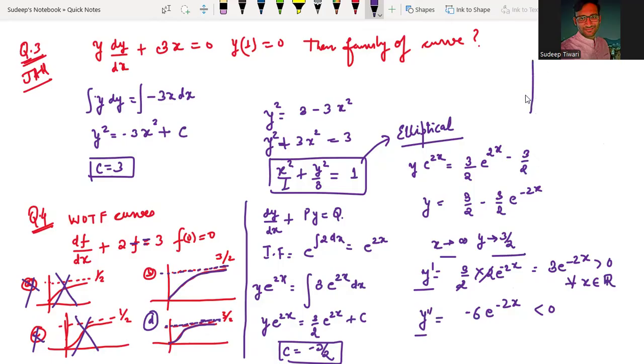So if the function increases at a decreasing rate and it tends towards 3 by 2 as x tends to infinity, how should the graph be? It should be this way. Is that clear to you? So the answer would be B, and D will be cancelled. Is that fine to you? I think such questions you can now do in your examination. These are not that difficult questions.